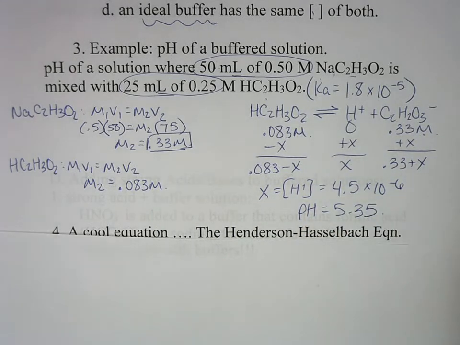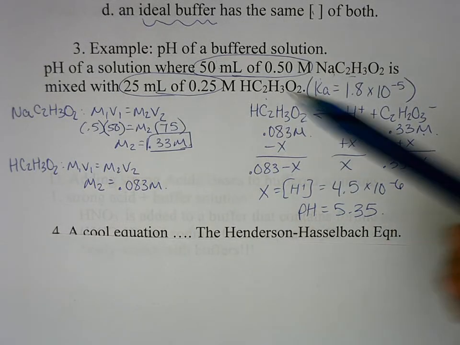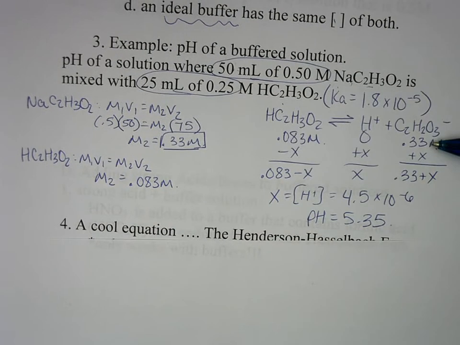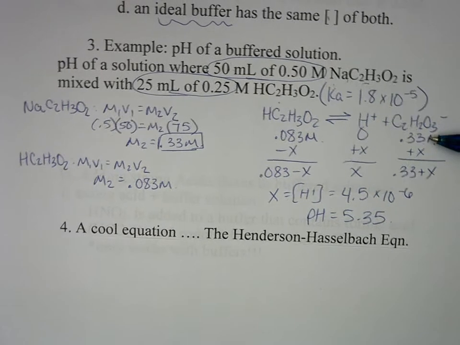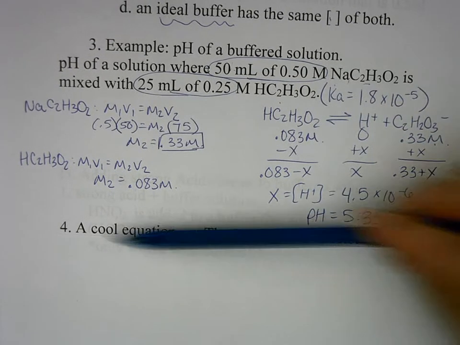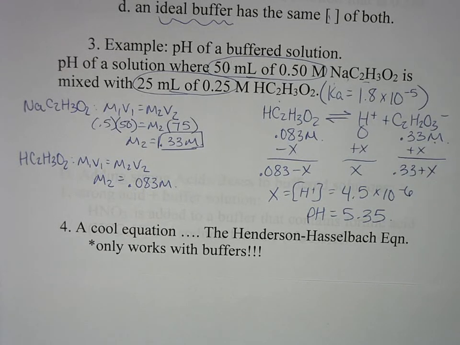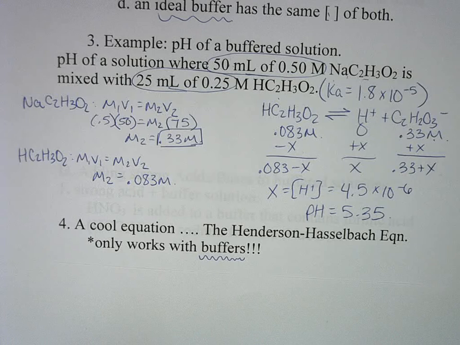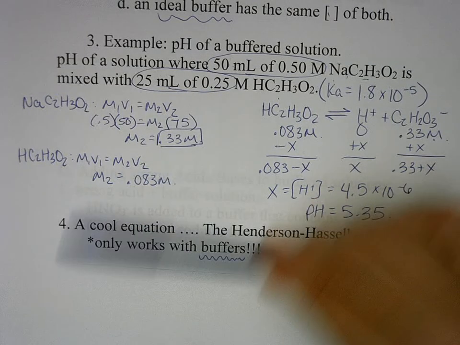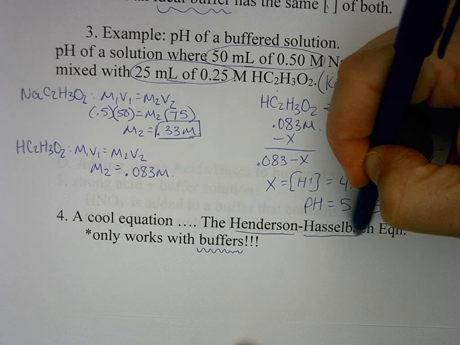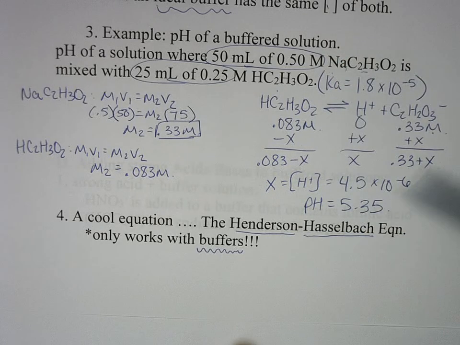Okay, so you can do it this way. And really, we've done this problem before. The only difference is that this isn't 0. And so you really already know how to do this. But this is kind of a long process. And so when you're dealing with buffers only, you can't do this with just weak acids or weak bases. You can only do this with buffered solutions. There is a special equation called the Henderson-Hasselbalch equation, which makes this process to calculate the pH a lot easier.